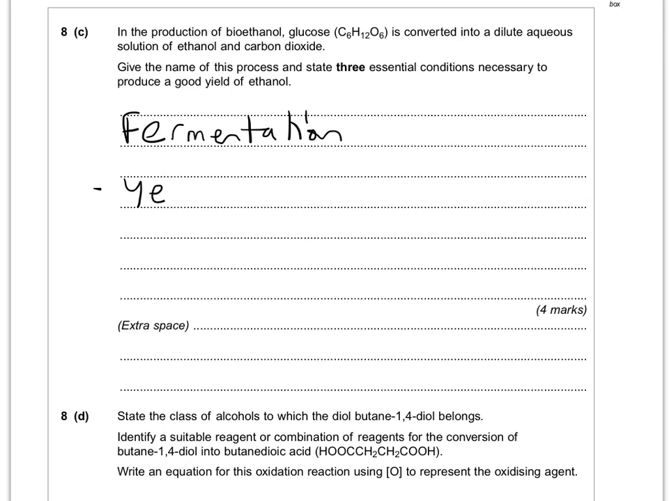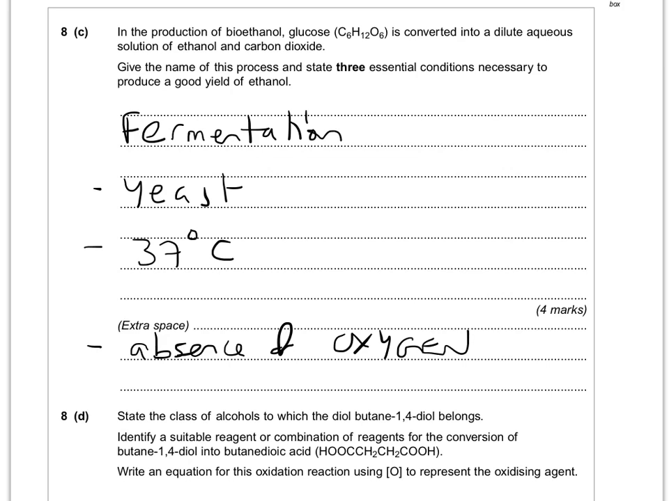And you need yeast. You need a warm temperature, but not too warm. I always remember body temperature, 37 degrees, because that's where our enzymes work best, so the enzyme in yeast will work okay at that temperature. And you need an absence of oxygen. Don't write air, write oxygen. If there was oxygen there, then you'd form ethanoic acid rather than ethanol. So we need an absence of oxygen for ethanol to be produced rather than ethanoic acid.